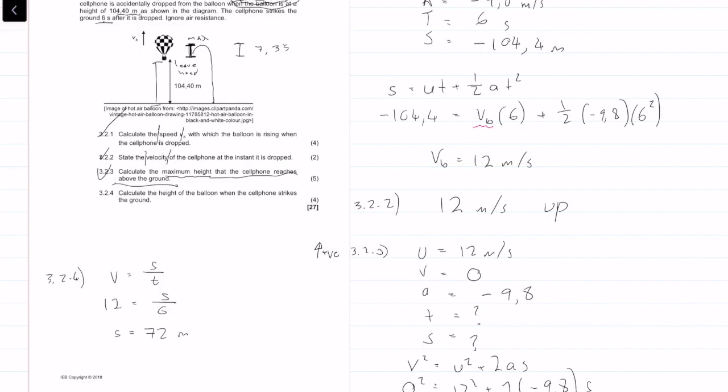So the total distance between the balloon and the floor, when it hits the ground, is going to be equal to 104.4 plus 72, which is equal to 176.4 meters. And that's the answer to that question. Cool stuff then.